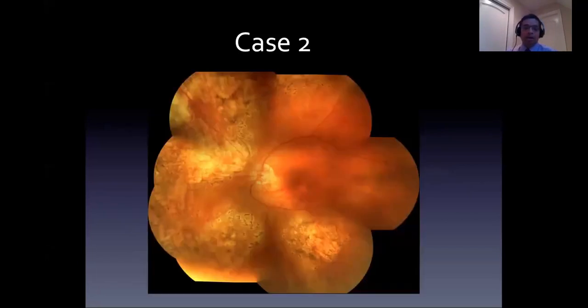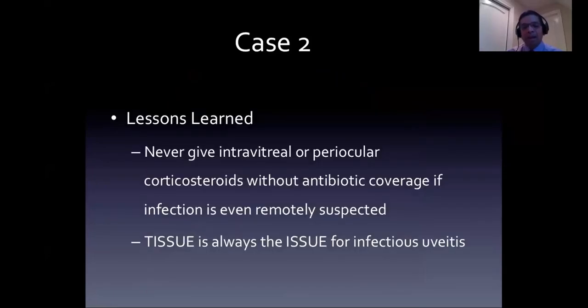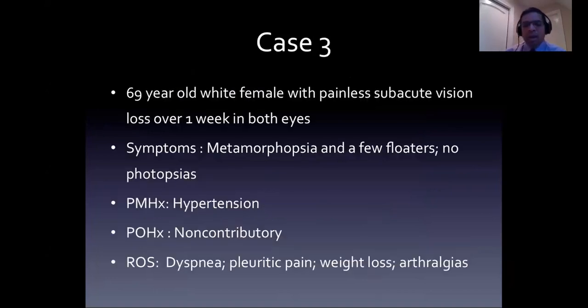But this patient's retina looked like this after we were all done with the vitrectomy, and he healed. There's some laser scars around the edge of the retinitis here, but there's large spots of retina. Fortunately, he didn't wipe out the entire posterior pole. But you can really make somebody much worse by putting them on inappropriate corticosteroid therapy if it's infectious. So treat with antimicrobials and then add the corticosteroids. Never give intravitreal or periocular corticosteroids without appropriate antibiotic coverage if infection is even remotely suspected. And in the case of infectious uveitis, if you don't have a serologic diagnosis, tissue is often the issue to make the diagnosis correctly.